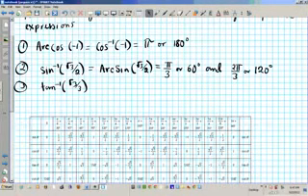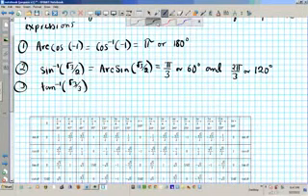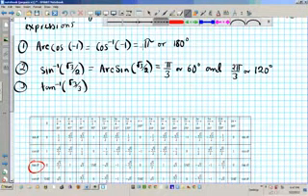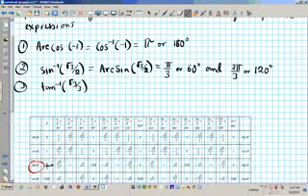Identify tan, inverse tangent. Tangent is right here, so we're going to trace to root 3 over 3. So you see the first one is right here. So that's going to be your first answer. And then the next one, you're going to trace to that, and that's going to be your next answer.